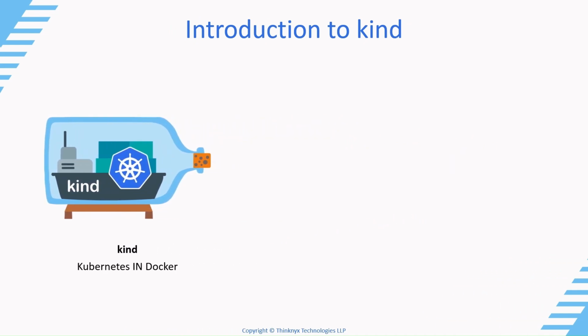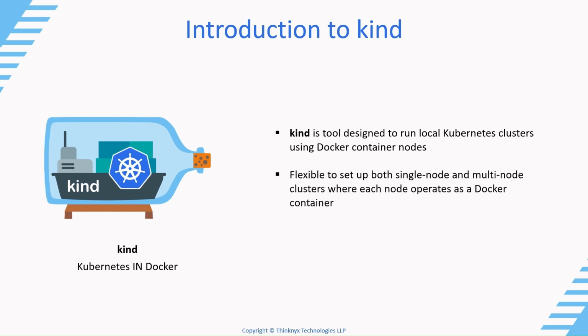Docker. Kind is a tool designed to run local Kubernetes clusters using Docker container nodes. One of the key advantages of using Kind is its flexibility to set up both single node or multi-node clusters where each node operates as a Docker container.